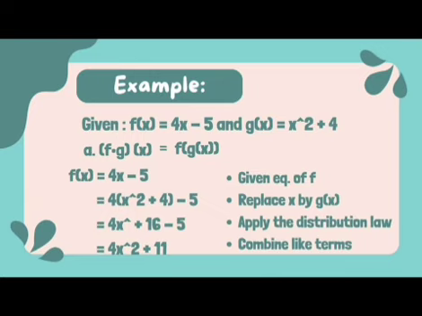After that, start by applying the distributive law to the given equation, so it should be 4x squared plus 16 minus 5. After that, combine like terms. The like terms for the given equation are 16 minus 5, so it should be positive 11. So the answer is 4x squared plus 11.